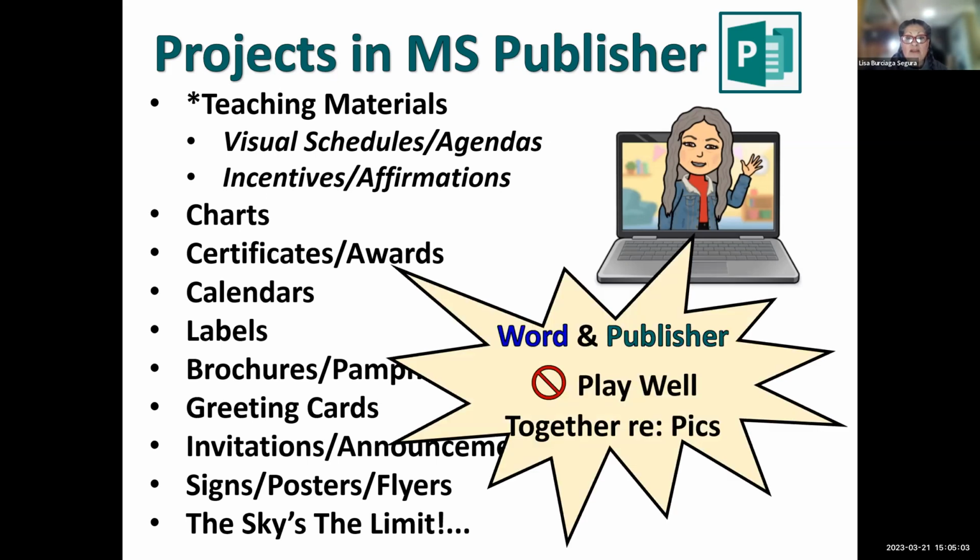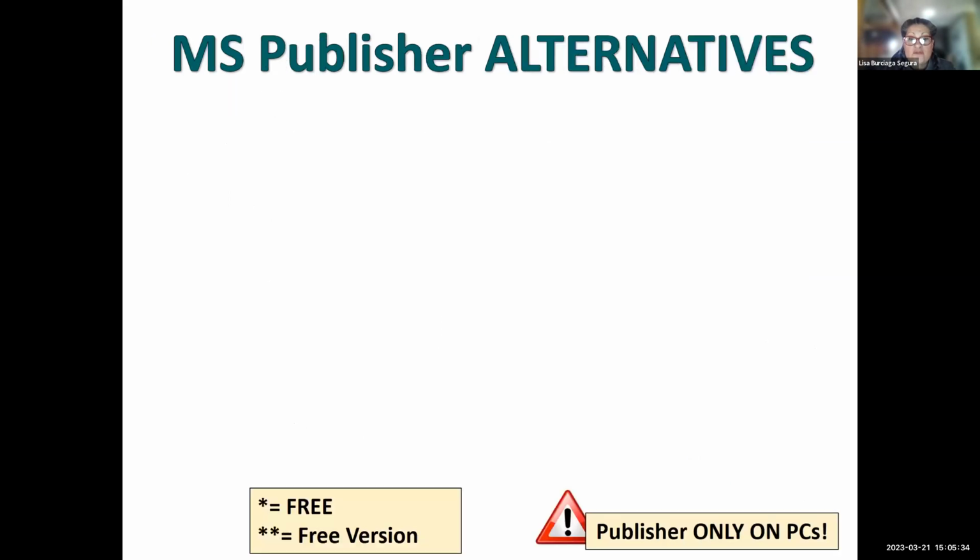But one tip I do want to let you know of is that Microsoft Word and Microsoft Publisher do not play well together because Microsoft Word is a word processing program, meaning you're going to be processing a letter or something or an essay. It doesn't do well if you're trying to insert lots of different pictures or lots of different objects into a Word document. Publisher or another graphic use program is what you're going to want to use for the things we're talking about today.